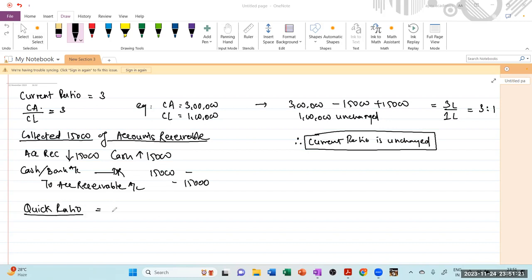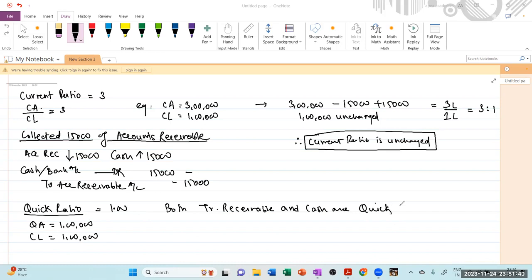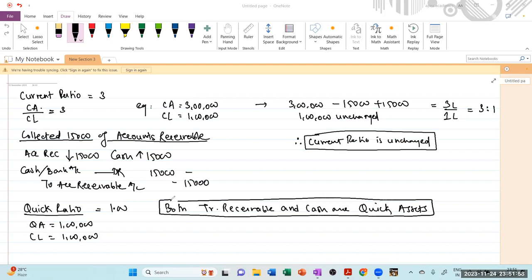What is your quick ratio? It is 1. So, can I say that quick assets are 1 lakh and current liabilities are 1 lakh? Can I say that both trade receivable and cash are quick assets? Both trade receivable and cash are quick assets.